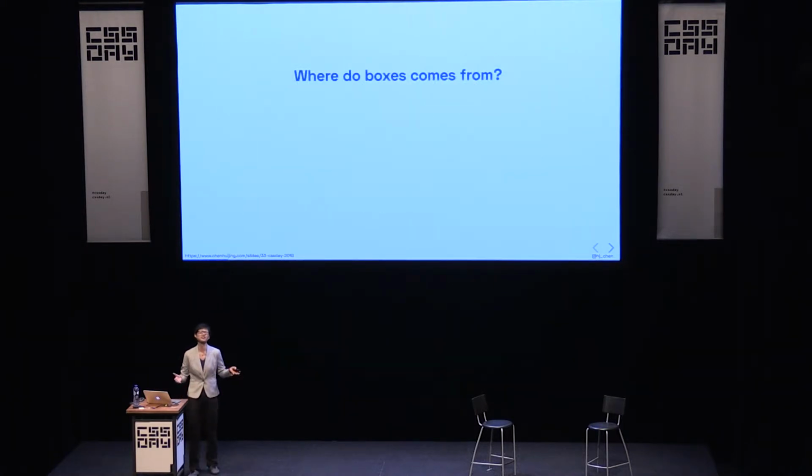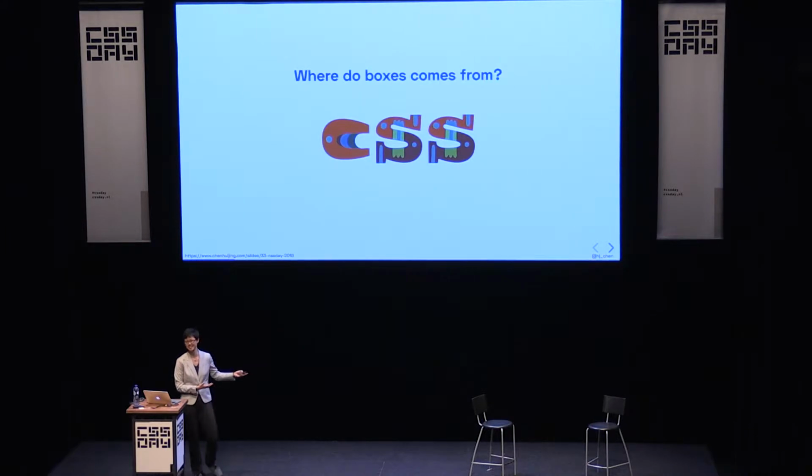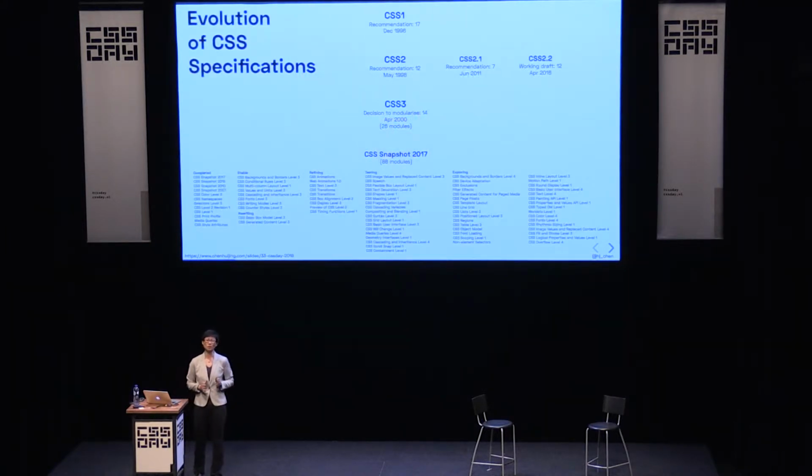So where do these boxes come from, anyway? Well, they come from CSS. CSS has come a long way since 1996, starting out as a simple style sheet mechanism allowing authors and readers to attach styled HTML documents. Today, CSS still does that. It is still a language that describes the rendering of HTML in various media. But the vocabulary of CSS has expanded immensely.